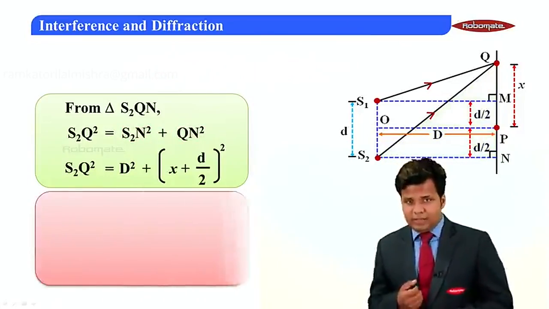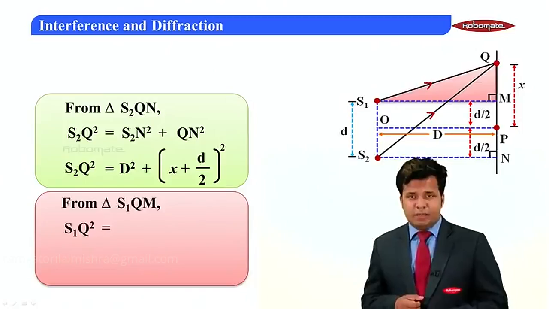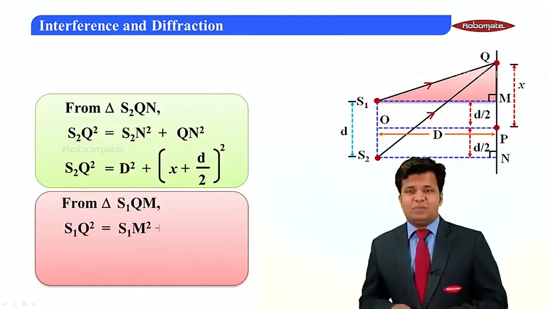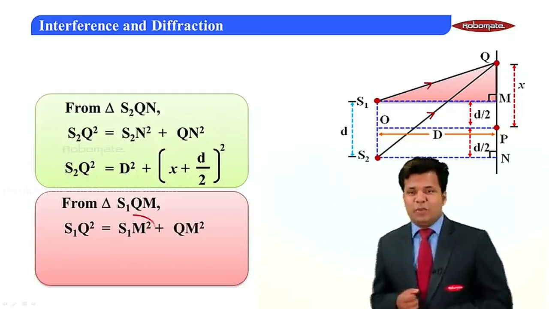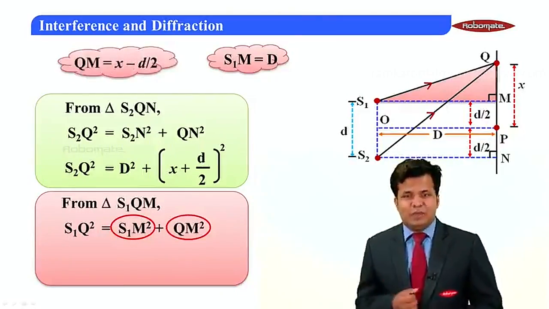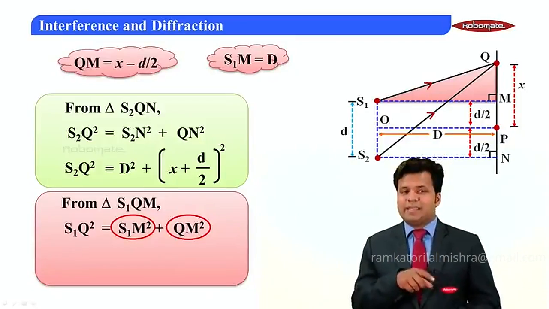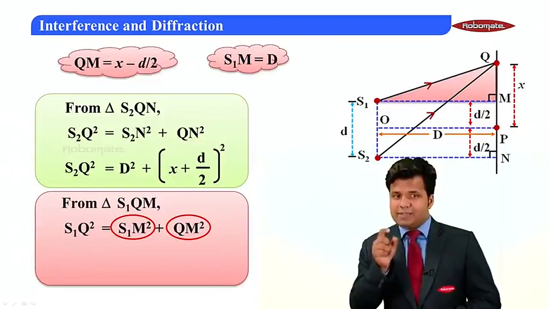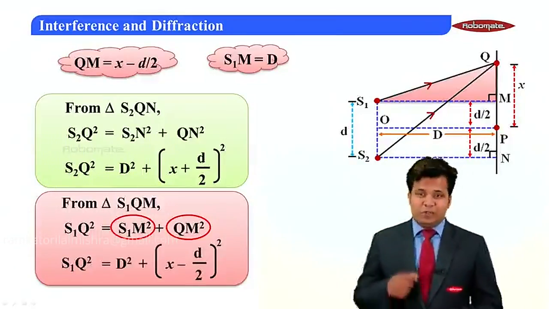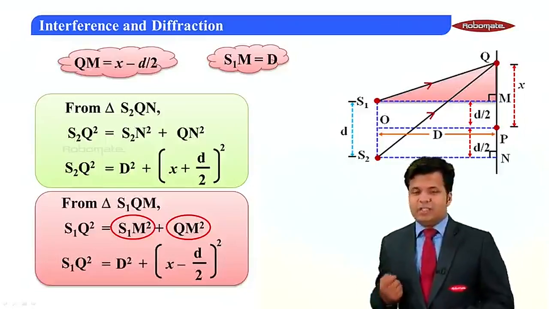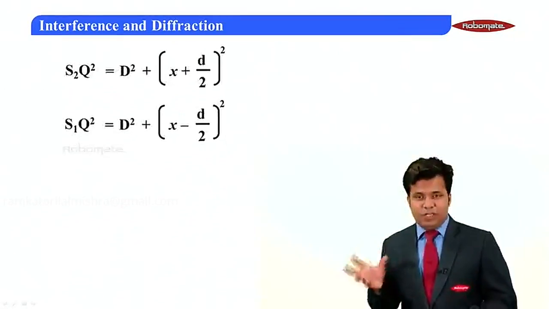Similarly, in the above triangle, that is triangle S1QM, we can apply the same Pythagoras rule here, and we would get S1Q square is equal to S1M square plus QM square. And you can substitute the values of S1M and QM here, and you'd get S1M as D and QM as x minus d by 2, because QM is shorter than QP. QP is having distance x, but you need to subtract d by 2, so you get exactly what QM is. So I'm going to substitute these values here. Now we have two values: one is S2Q square, the other one is S1Q square. Let us give them as equations. Now we are going to consider these two equations for the next steps.